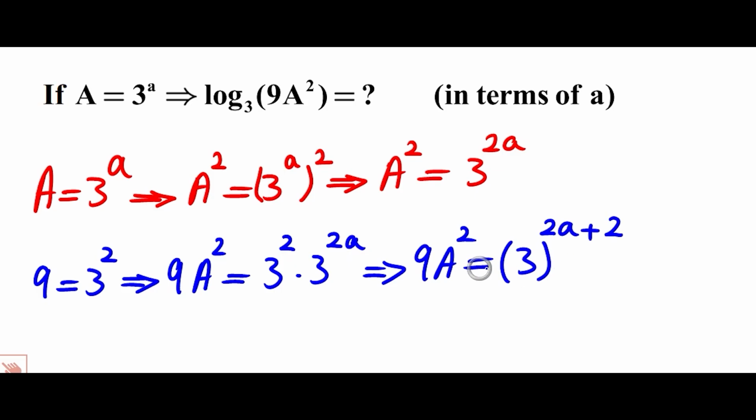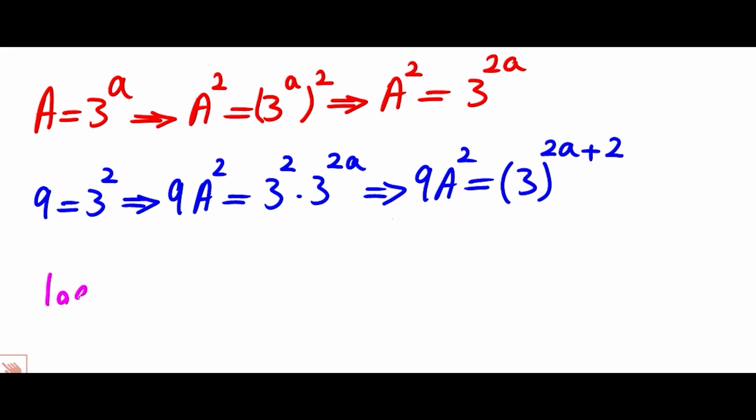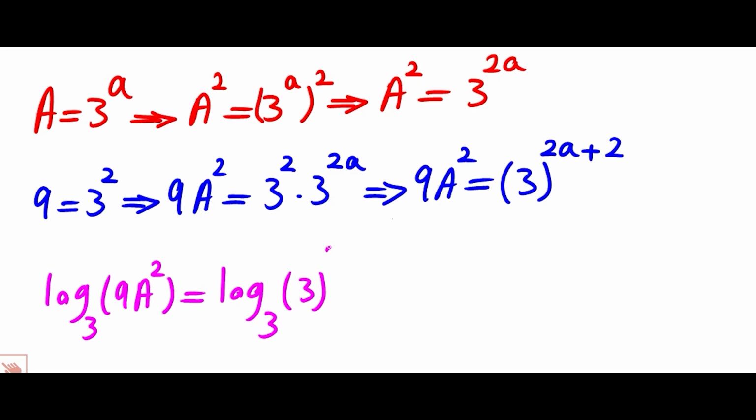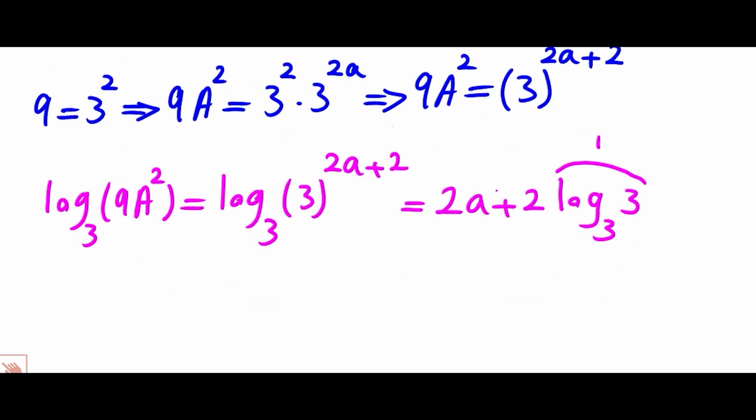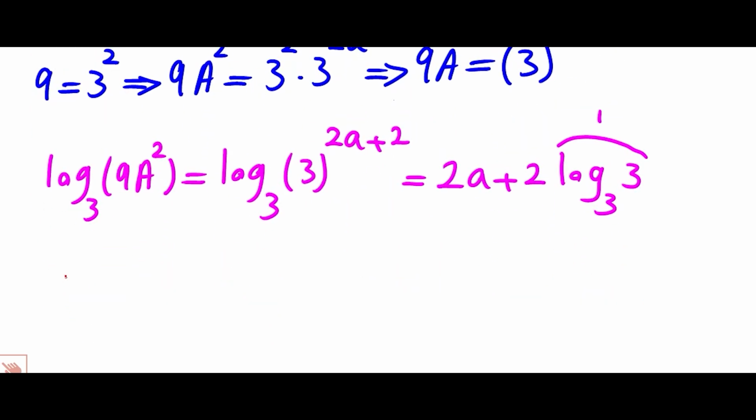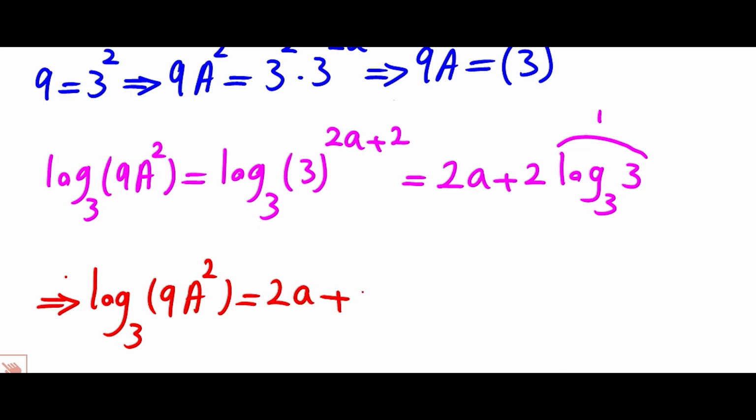Now we take the logarithm base 3. So we have log base 3 of 9a squared equals log base 3 of 3 to the power of 2a plus 2. The exponent becomes a coefficient in front of the log. So we have 2a plus 2 times log base 3 of 3. And as you know, log base 3 of 3 is 1. So the final answer is: log base 3 of 9a squared equals 2a plus 2.